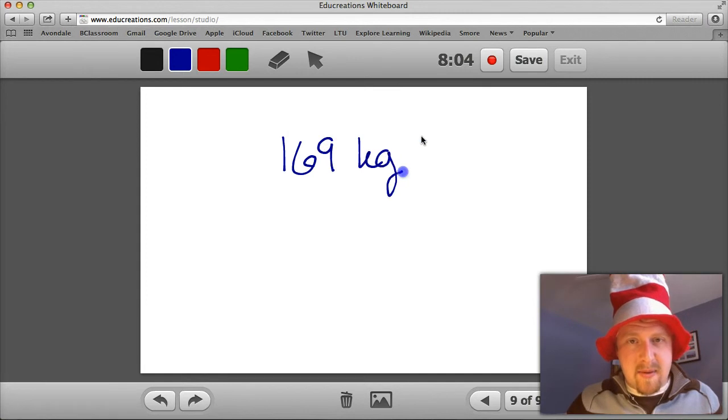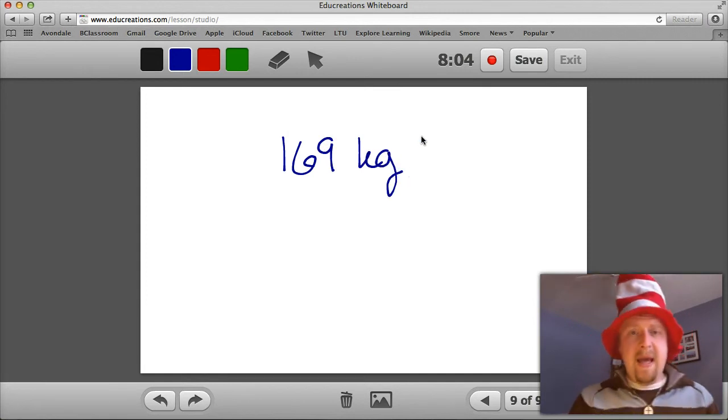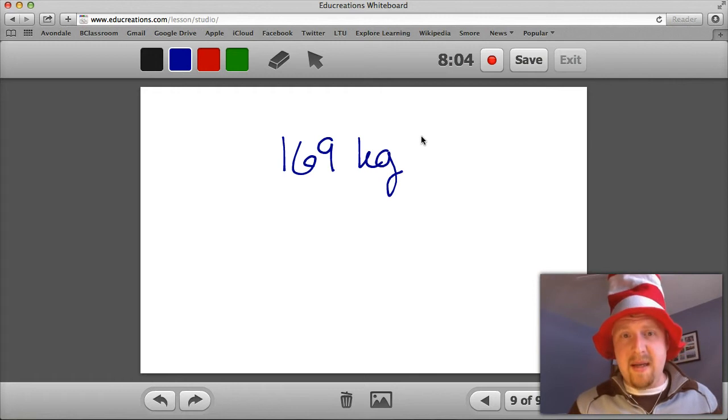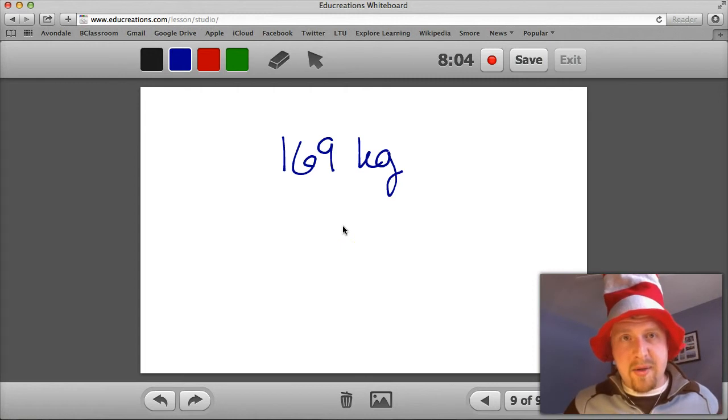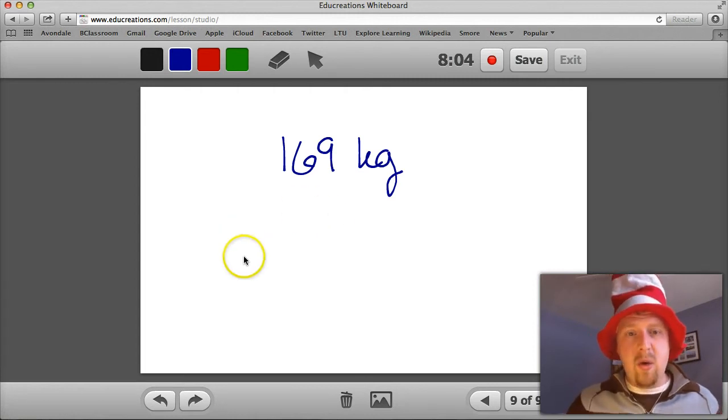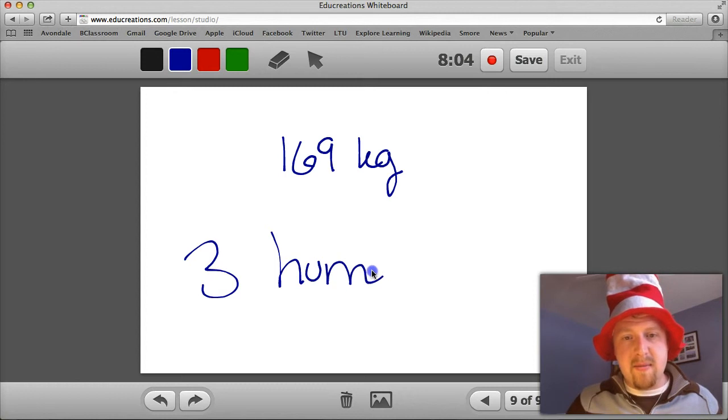Okay, now that might not seem like a whole lot to you, but 169 kilograms is roughly the size of 3 adult human beings. So if you were to take all the air in the classroom and weigh it, it'd be the equivalent of about 3 human beings.